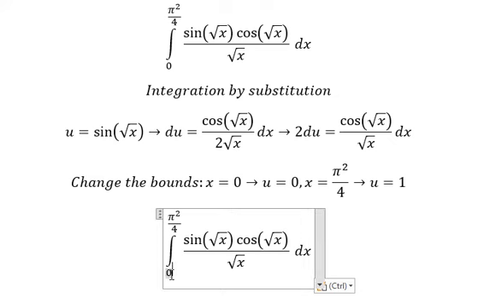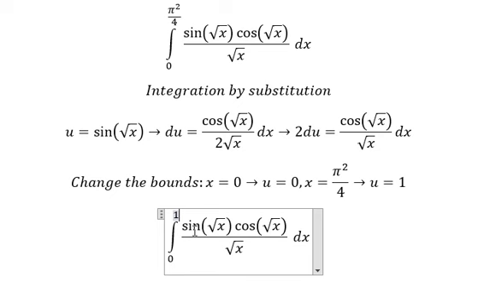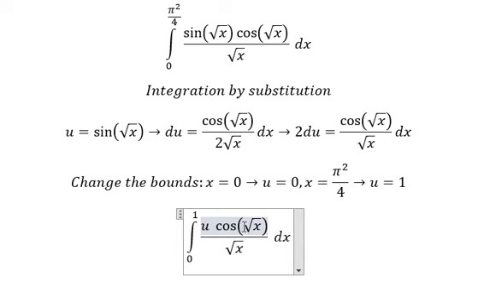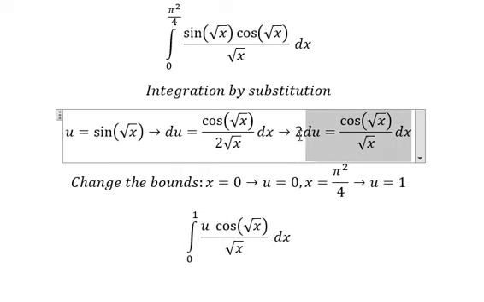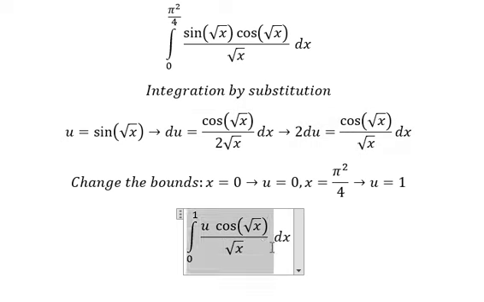So this one we keep the same. This one we change to 1. This one we change to u. This one, and this one we change to 2 du.